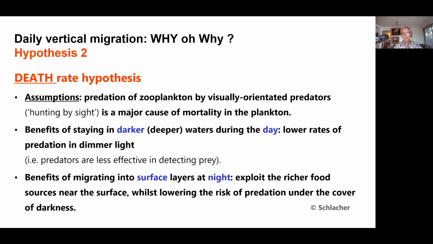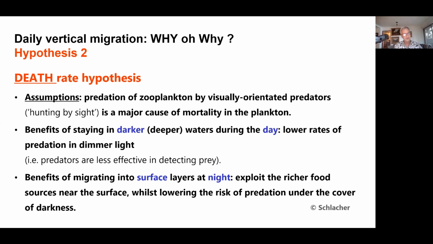The other one is much better. It's called the death rate hypothesis, and it's quite simple. It basically says the predators of the plankton, being mostly fish, hunt by sight. So when you should actually go up into the sunlit layers, it should be during the night when the fish can't actually see you. You can still gobble on the phytoplankton, but as soon as the sun rises, you have to go down because you expose yourself to predators.